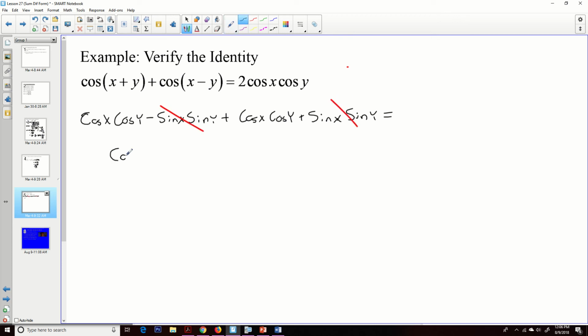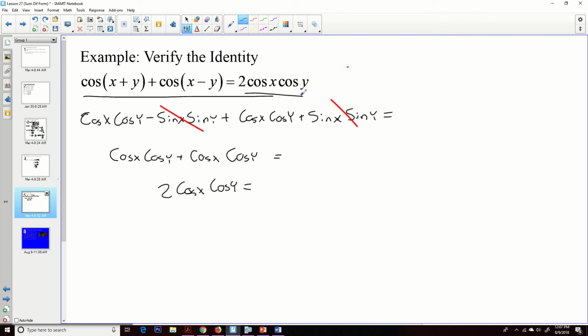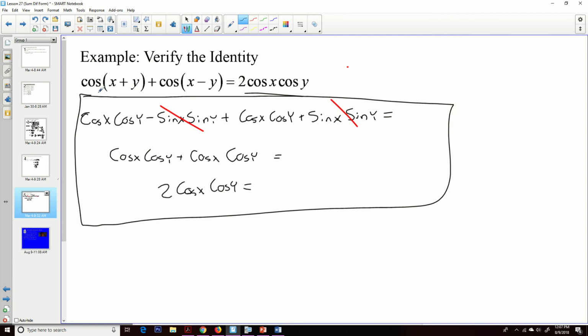And then we'll have a cosine x cosine y plus cosine x cosine y. And just like x plus x is 2x, cosine x cosine y plus cosine x cosine y is 2 cosine x cosine y, which is what we had in the first place. So we have done it correctly, and we are finished.